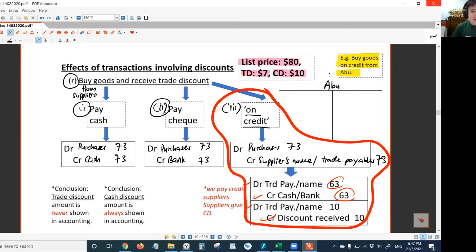Okay, I've received. So everything is the other way around. Bought goods on credit, you are the one. You should credit Abu's account. Then this one you should debit Abu's account. This one you should debit Abu's account. So just reverse everything.